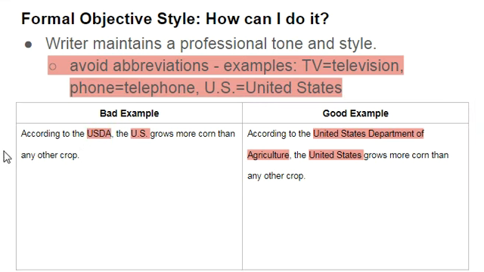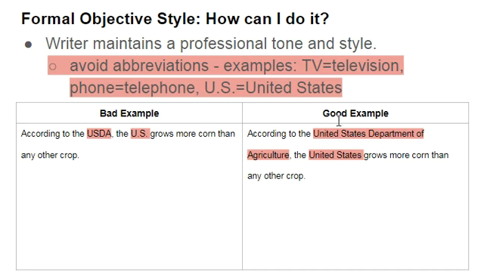How will we change that? Well, the USDA stands for the United States Department of Agriculture. So that's what you should say. According to the United States Department of Agriculture, the United States grows more corn than any other crop. Okay.